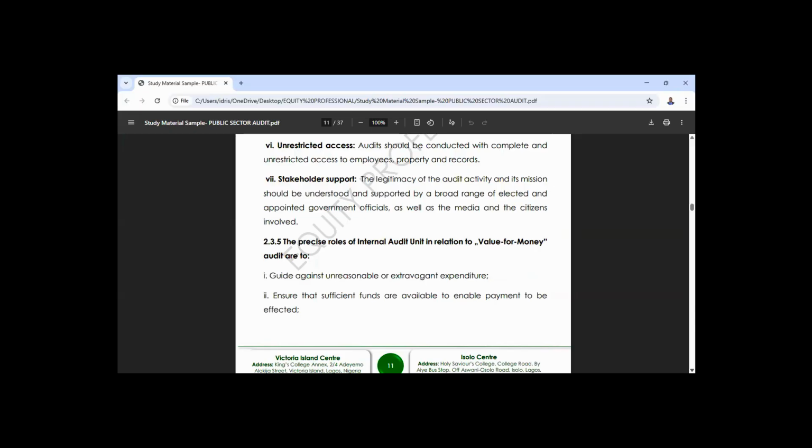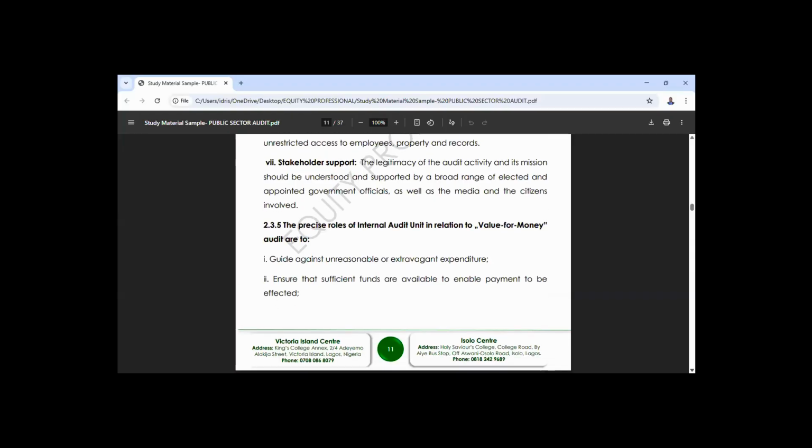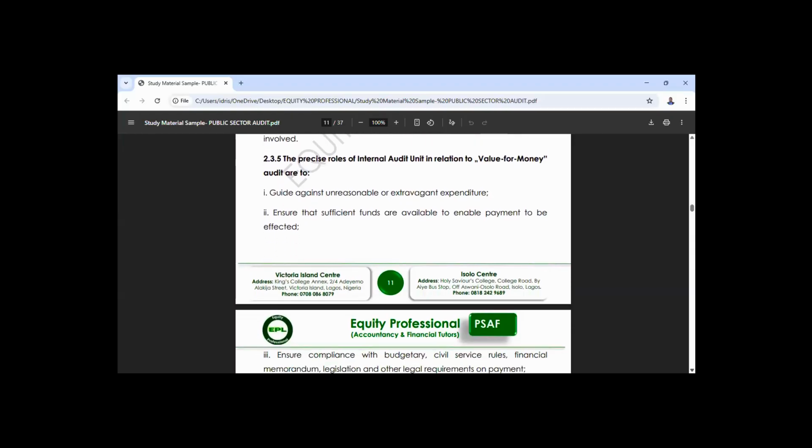Now, what are the roles of internal audit units in relation to value for money audit? Internal audit units have a key role to perform as per value for money audit. One of the roles they need to perform is to guard against extravagant expenditures or unreasonable expenditures.